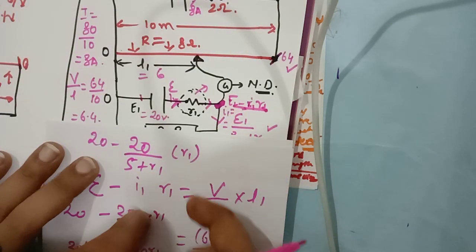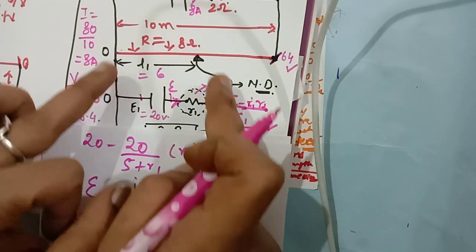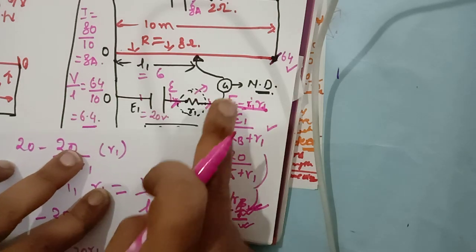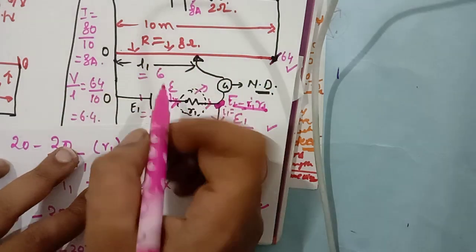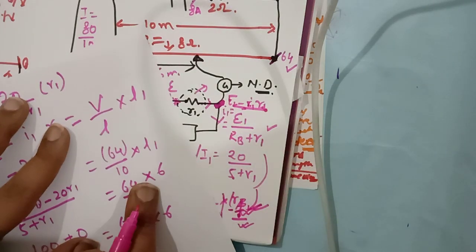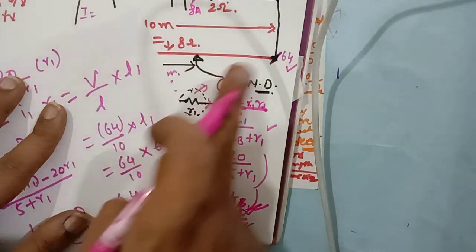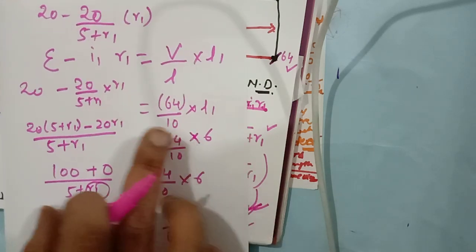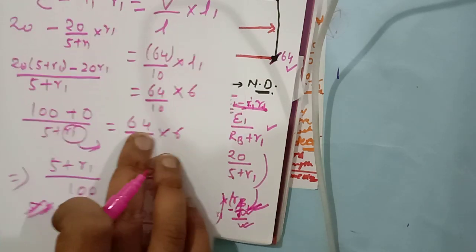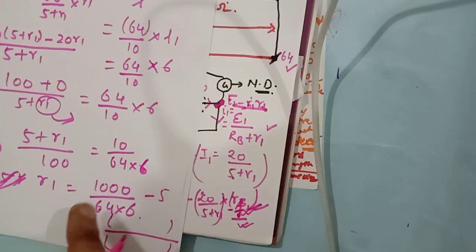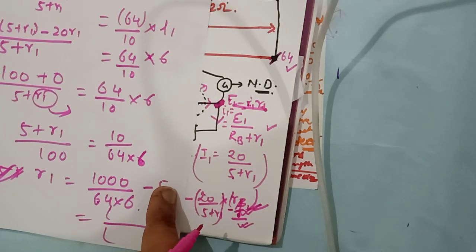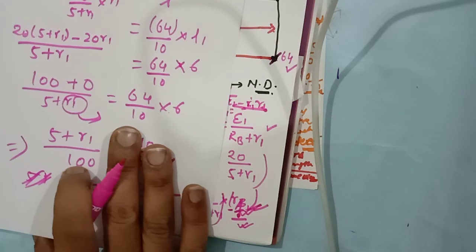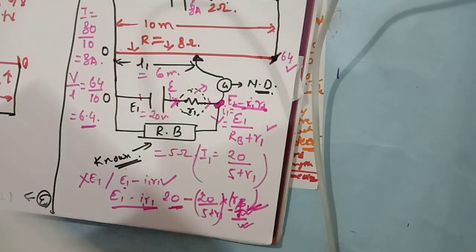So now it is E1 minus I1 R1. What should this be equal to? This should be equal to V by L into L1, because the galvanometer showed null deflection at the length of 6 meter. The voltage is 64 across the total length of 10, and L1 is 6. Now just calculate E minus I1 R1 over here. We can find R1 easily, right? Understood? Everything is clear, right?